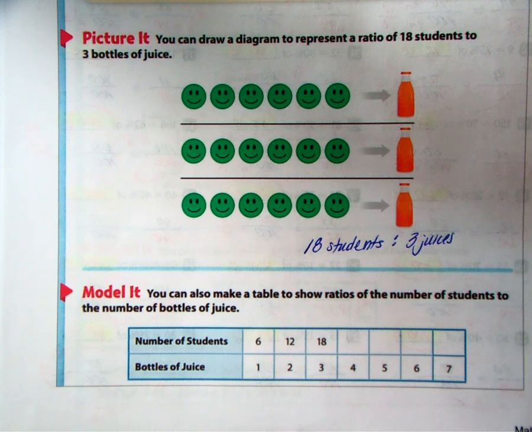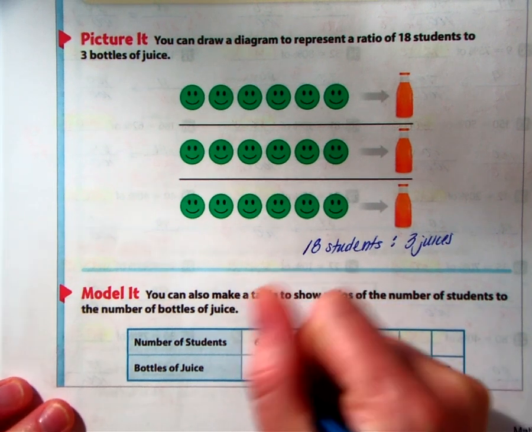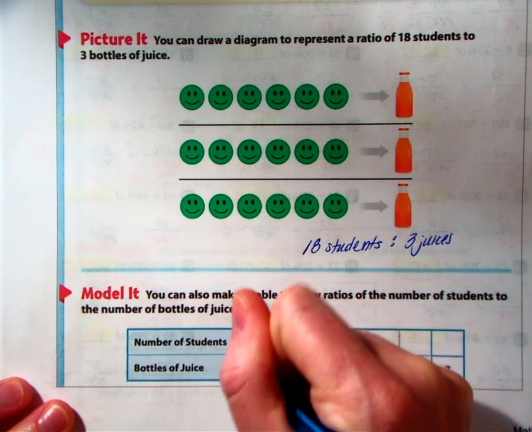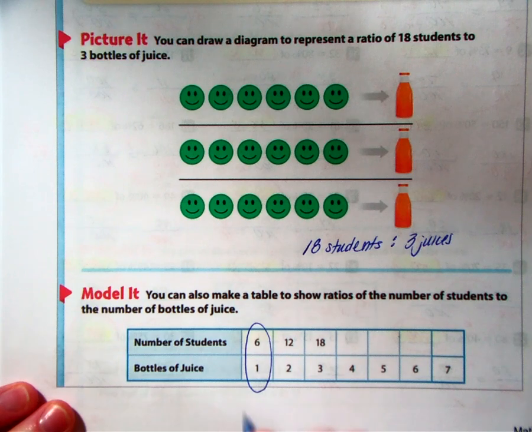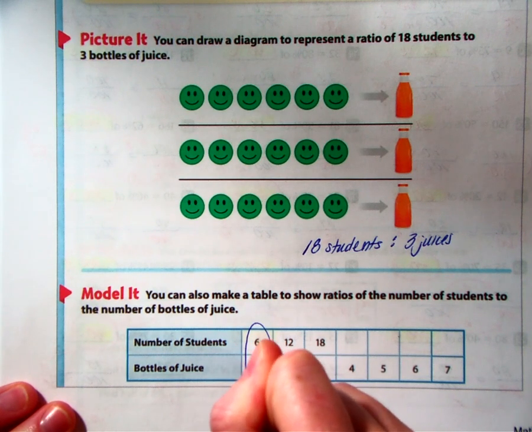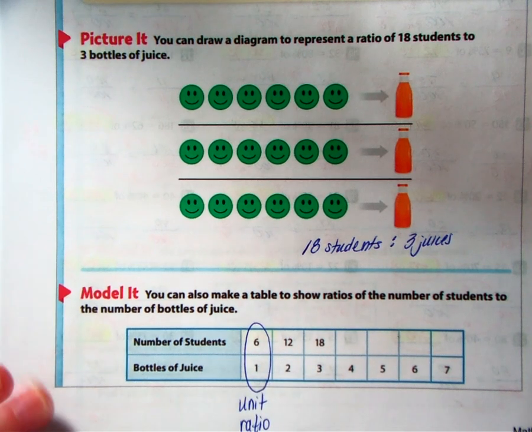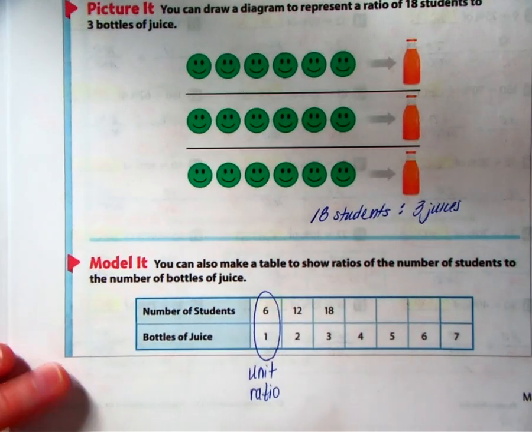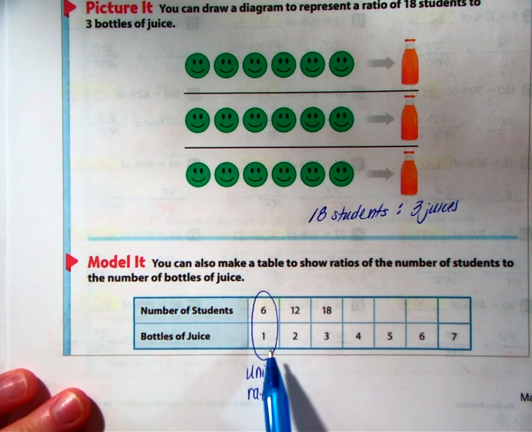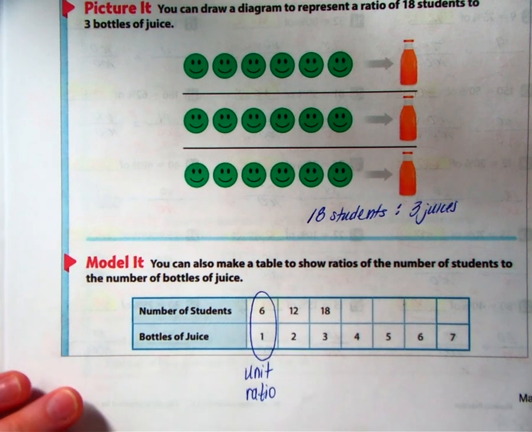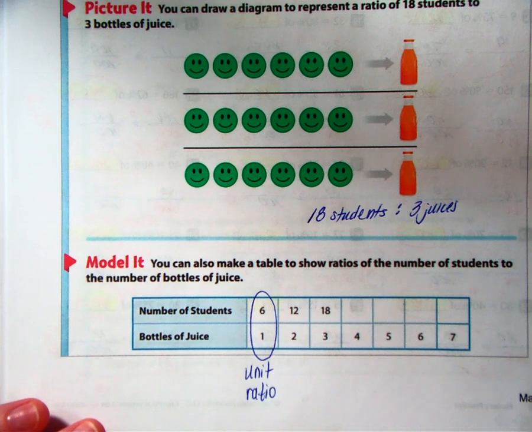Model it. You can also make a table to show ratios of the number of students to the number of bottles of juice. So, I don't know if you remember, but this is like the unit ratio here, because 1 bottle. It is 2 different things, so you could call it unit rate. The bottom one is skip counting by 1. The top one is skip counting by, what do you see there, what pattern? If you said 6, that is what I'm seeing.